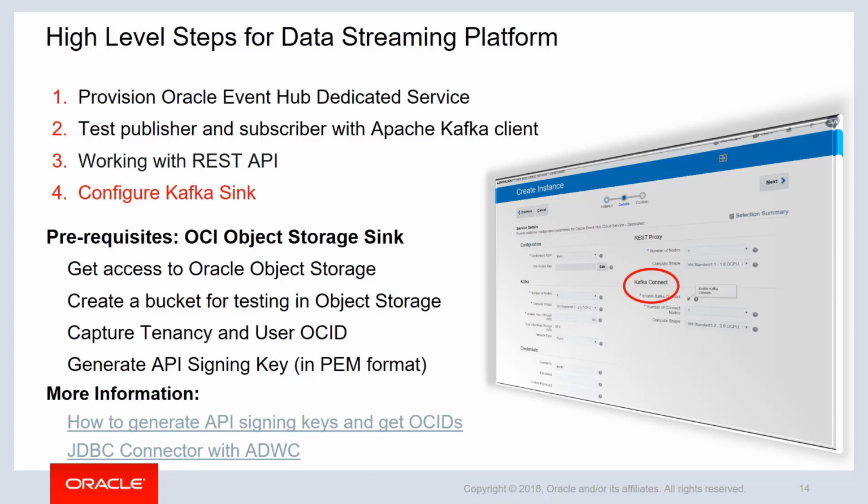When setting up the object storage sync, make sure you have access to the Oracle Object Storage and you are able to create buckets in it. You also need to capture the tenancy and user OCIDs. If you're not sure how to do that, there's a link at the bottom. You can use that to get your tenancy and user IDs. You will also need to generate the API signing key. The same link shows you how to do that.